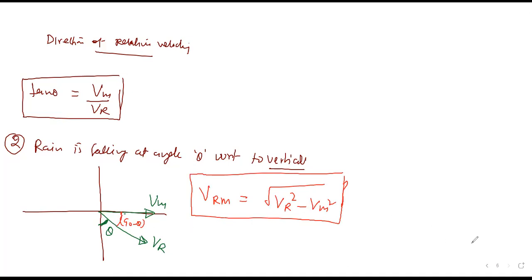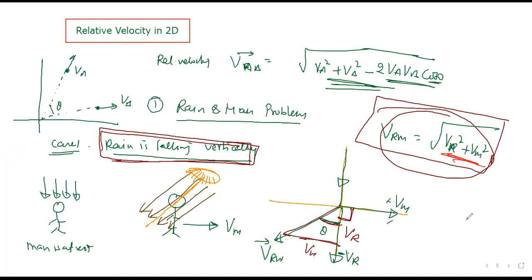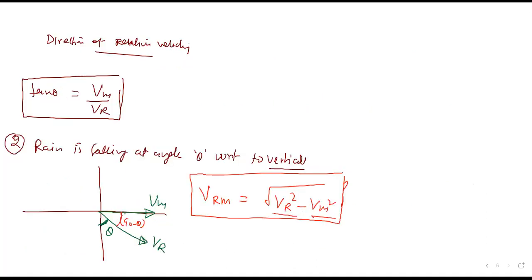Look at the last case: addition of VR square plus Vm square, when rain was falling vertically. Here it is already falling at some angle, so it becomes different. You have to give attention here and remember these things.